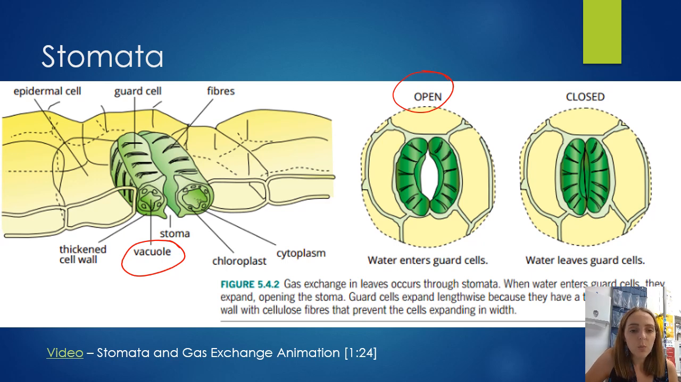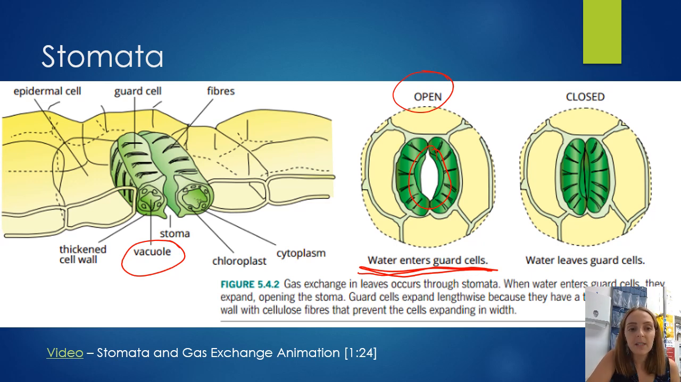And when it stores water in the vacuole, this makes the cell turgid and it allows water to enter the guard cells, and that causes them to swell up and become enlarged. And when this happens, it opens the pore, allowing gas to enter the stomata.